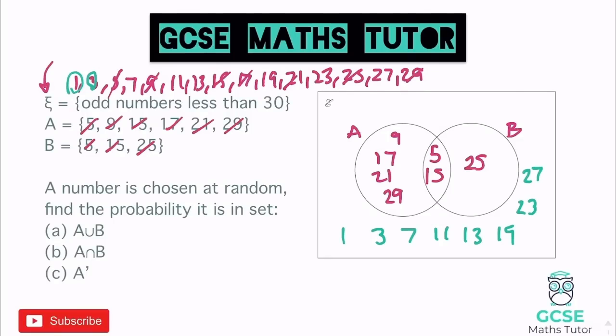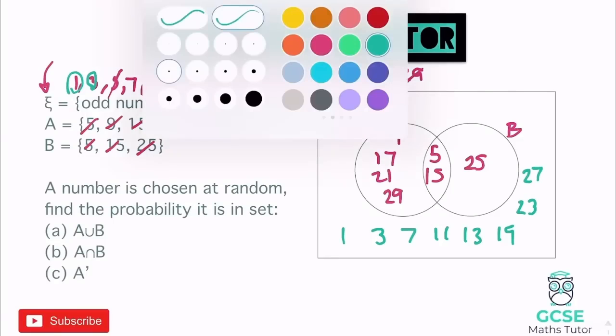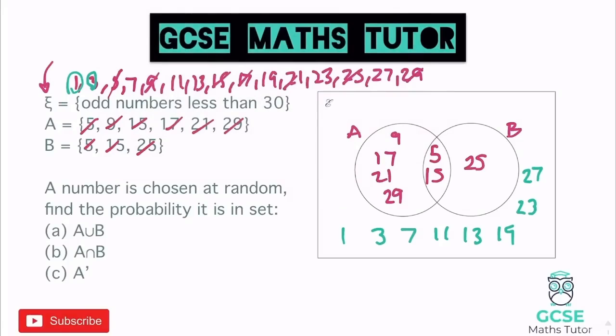Now it could be asked any sort of question on probability here, but I've put a little selection in down the bottom. It says a number is chosen at random, find the probability that it is in set, and then we've got 3 questions to have a look at. So we've got 2 symbols that we need to know here. We've got the U, which is the union, we'll talk about that in a sec, and we've got the N, which is the intersection.